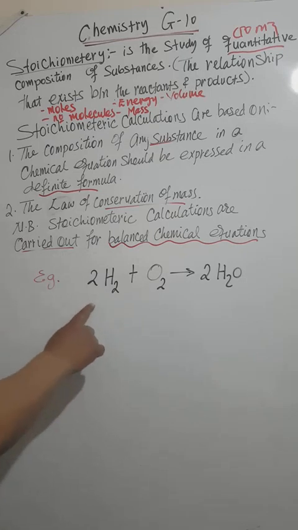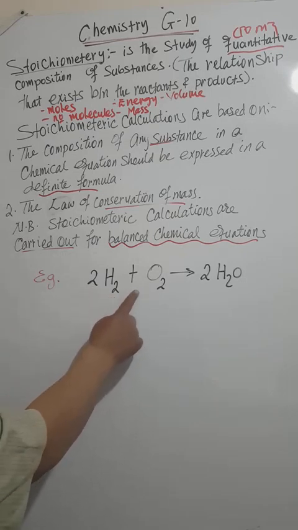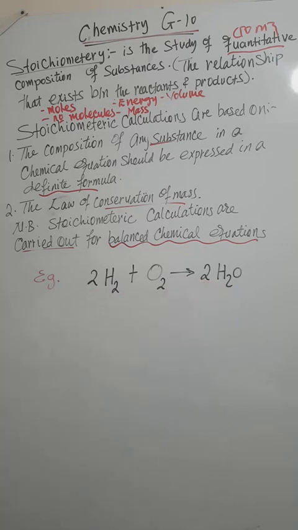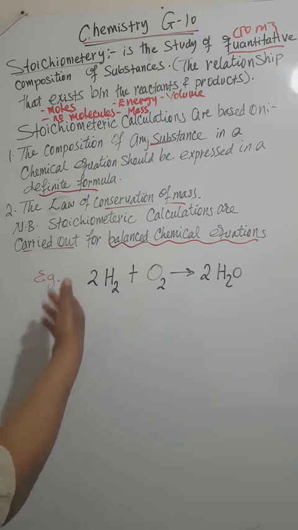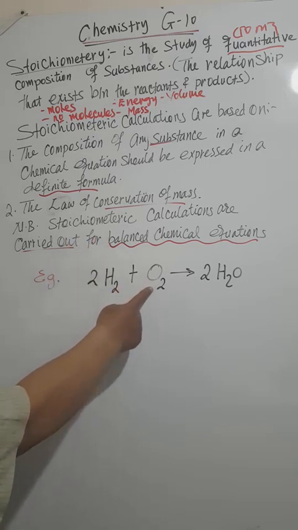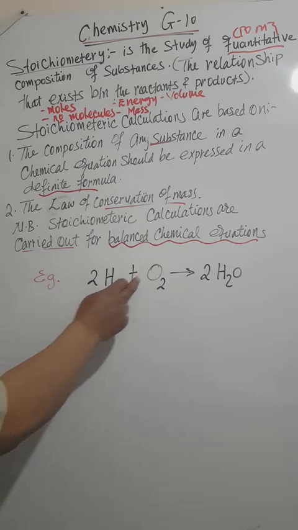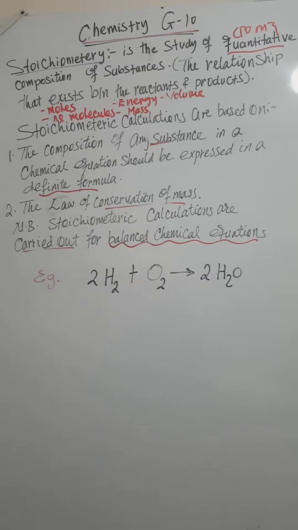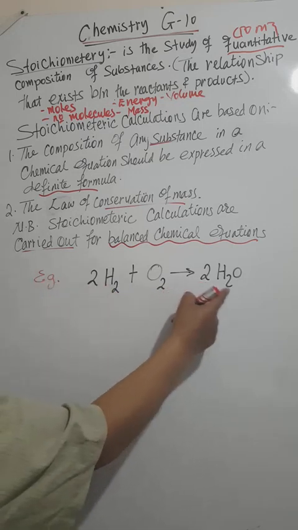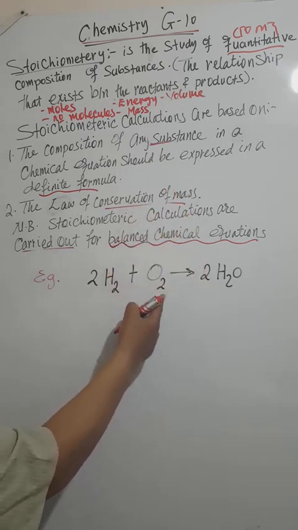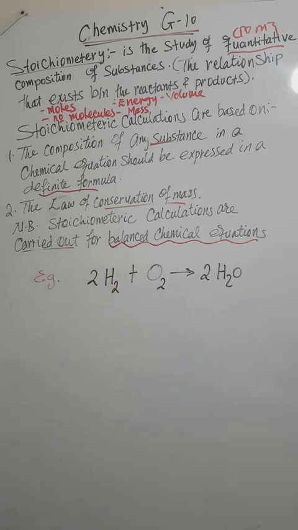Here I have put a simple example: 2H2 plus O2 provides 2H2O. When we read it, 2 molecules of hydrogen react with 1 molecule of oxygen to give 2 molecules of water, or 2 moles of hydrogen react with 1 mole of oxygen to provide 2 moles of water molecule. So how do we understand this quantitatively, stoichiometrically? First, we check that the chemical equation is balanced. On the reactant side there are 4 hydrogens, and here there are 4 too. Here 1 times 2 gives 2 oxygens, and here 2 times 1 gives 2 oxygens. So this is balanced.